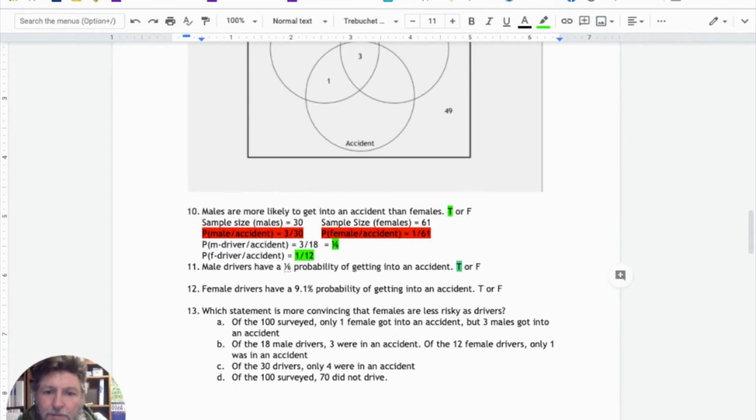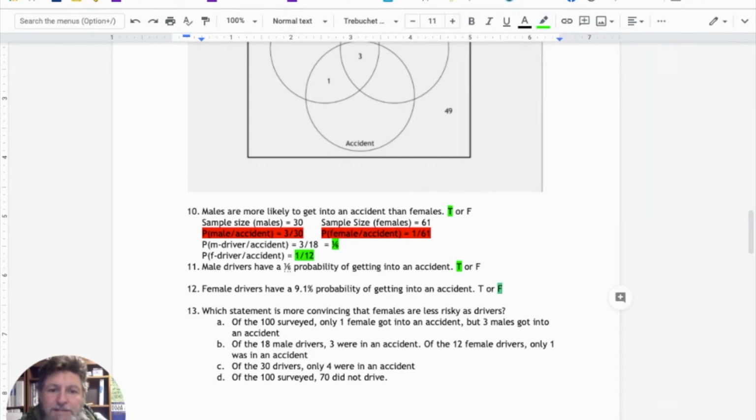Female drivers have a 9.1% probability of getting into an accident. True or false? Well, let's see. What is 1 divided by 12? Okay, 1 divided by 12, if that's 0.09, then it's correct. Let me do my calculations here on my trusty phone. 1 divided by 12 is 0.0833. That's actually not correct. So we'll highlight that as the correct answer of being false.